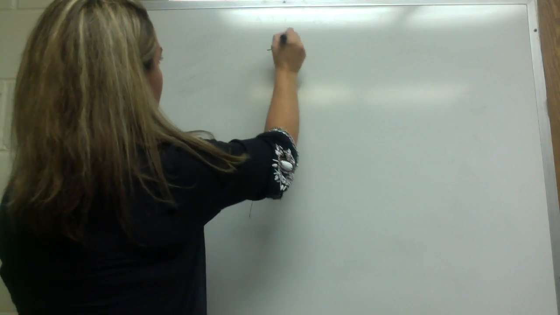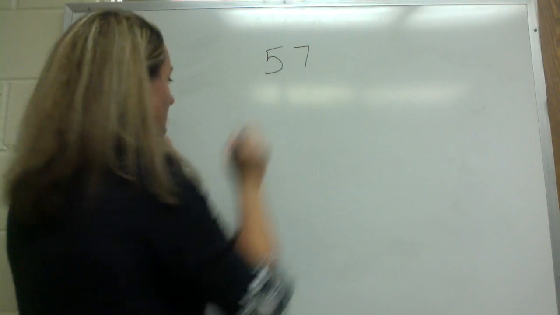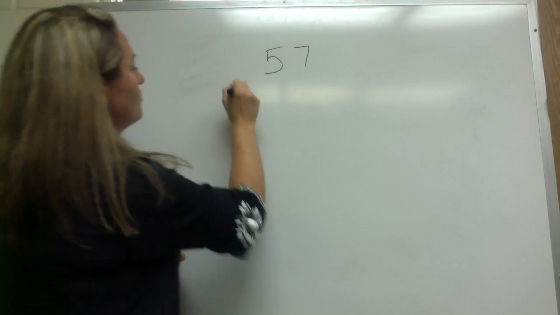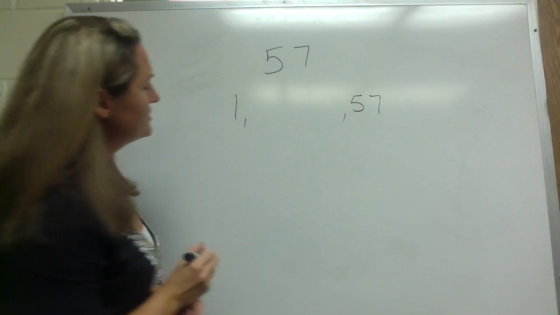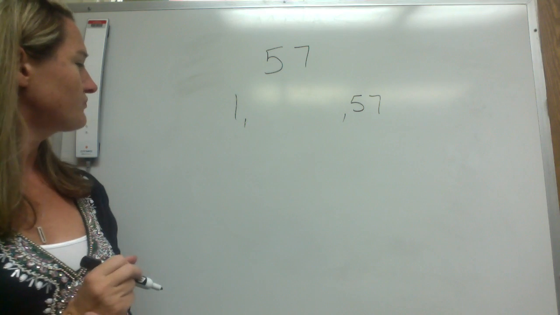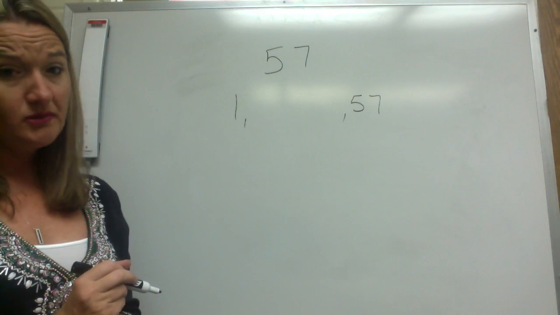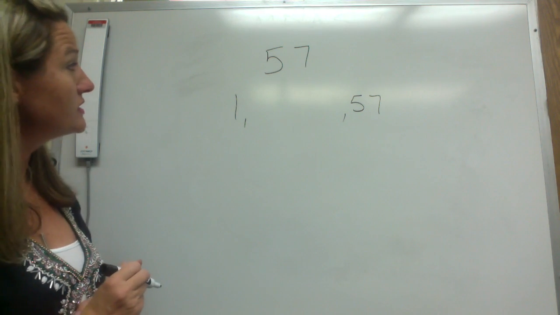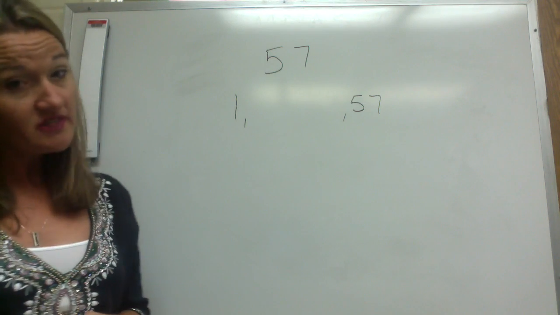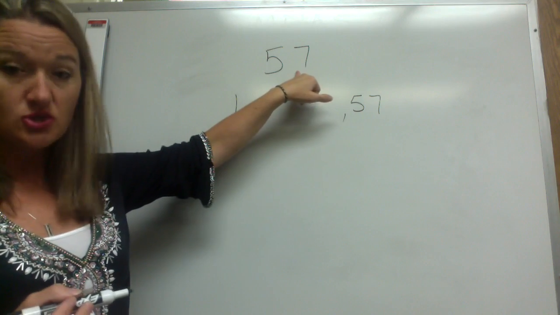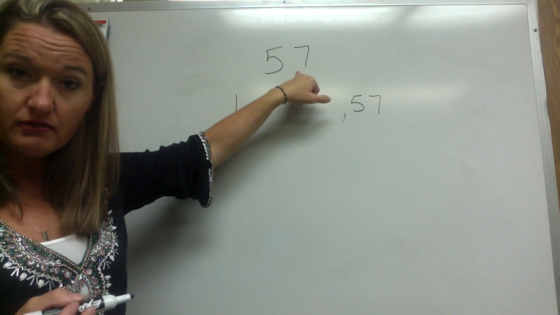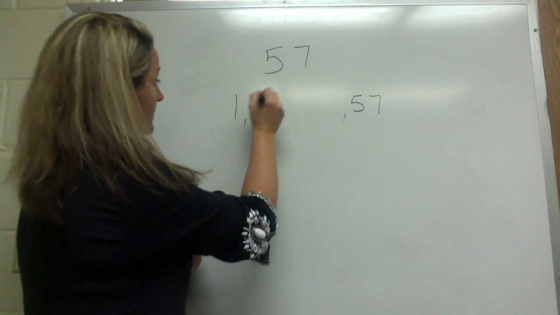Let's do 57. Right off the bat, 1 and 57. Let's see if there are any other ones. Now, it's not divisible by 2 because it's an odd number. Let's do 3. I can work out 57 divided by 3, or I'm just going to do my little shortcut. 5 plus 7 is 12. Is 12 divisible by 3? Yeah, it is. So we know it's divisible by 3.